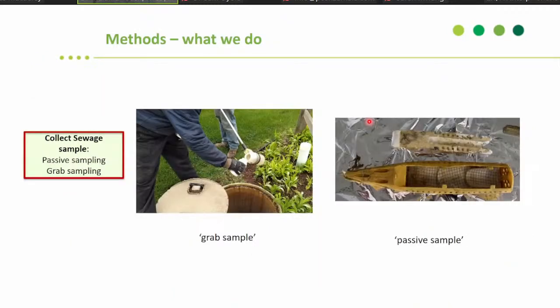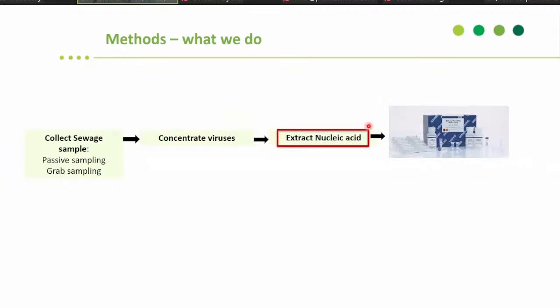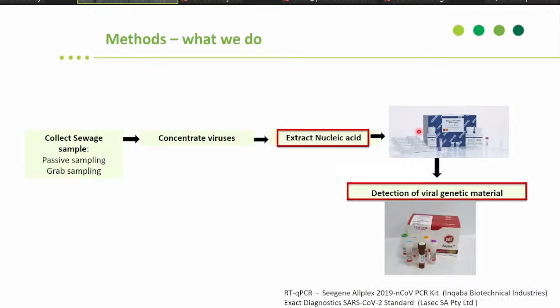How do we do this method? So as Dr. Sam indicated, we use 2 different methods for collection of samples. We use the passive sampling and we use the grab sampling. Then the next step is the concentration of these viruses. We maintain the sample collected at 4 degrees in the fridge, and then we use Centricon Plus filters for doing the concentration of the viruses, followed by extraction of nucleic acids using the Qiagen extraction kits. And finally, we do the detection of viral genetic material using the RT-qPCR from Seegene.